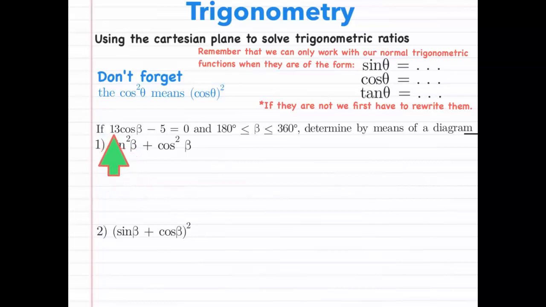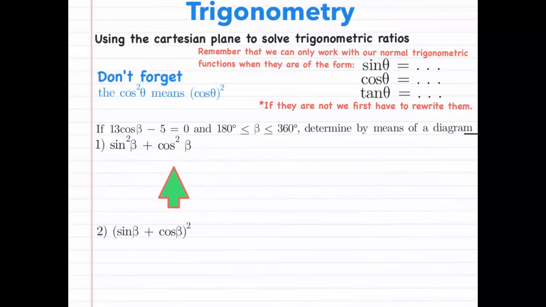We are given 13 cosine beta minus 5 equals 0. And we are given the following info that beta is greater than or equal to 180 degrees and less than or equal to 360 degrees. Determine by means of a diagram, so we cannot use our calculator, the sine squared of beta plus the cosine squared of beta.